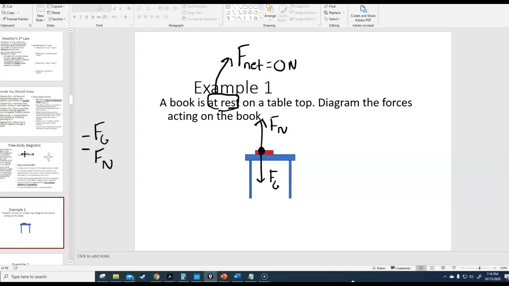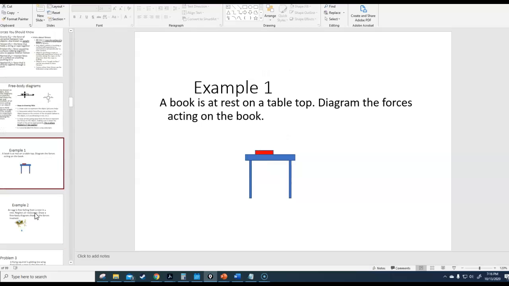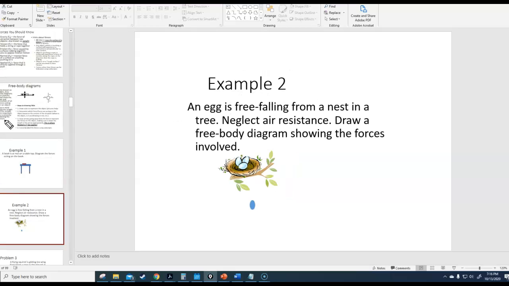Okay, and so that's what my free body diagram would look like. The lengths of the arrows are important. The labels are important. That is my free body diagram. So pause there if you need to look at that some more. Okay, so let's do some more examples. Try to go a little quicker.